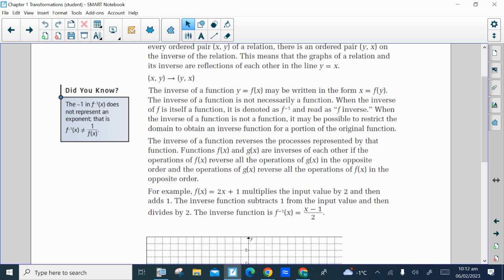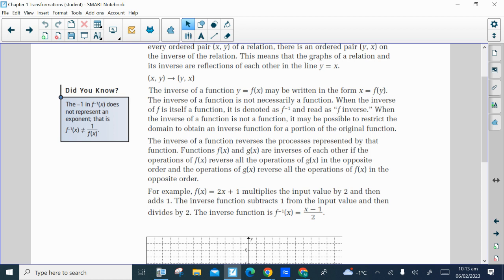A function is a relation where every point has a different x value. Therefore, wherever you draw a vertical line, it'll only cross the graph in one spot. But we're going to see that in some cases, a function will have an inverse that is not a function. It would fail the vertical line test. When the inverse of f is itself a function, it is denoted as f to the negative 1 and read as f inverse. When the inverse of a function is not a function, it may be possible to restrict the domain to obtain an inverse function for a portion of the original function. So we'll talk about that today.